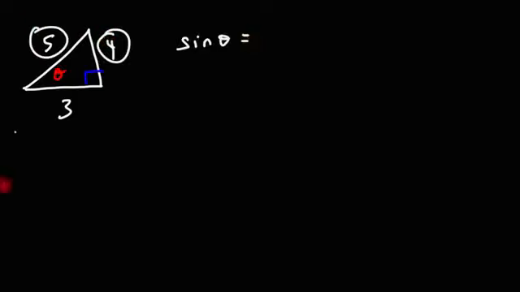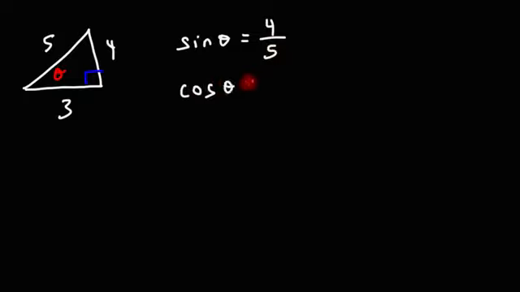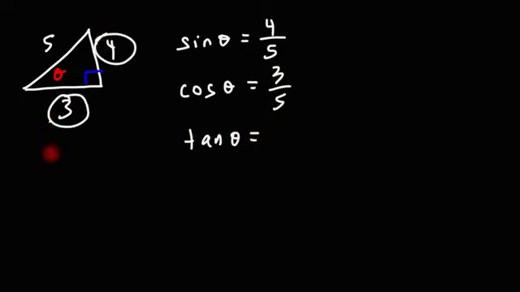Now let's work on an example problem. So let's say we have the 3, 4, 5 right triangle. And we want to find the 6 trigonometric ratios for this triangle. We could start with sine theta. Sine is going to be opposite over hypotenuse, so it's 4 over 5. Cosine theta is going to be adjacent over hypotenuse, so it's 3 over 5. Tangent theta is opposite over adjacent, so it's 4 over 3.